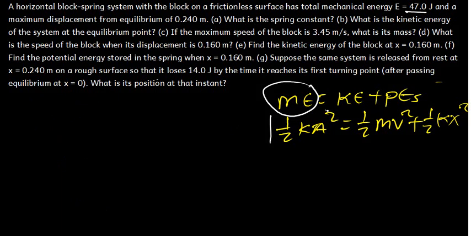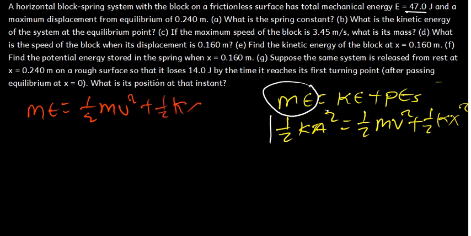So since we have the value of the mechanical energy, we are going to say that this mechanical energy has to be equal to the kinetic energy, which is half m v squared. Okay, and then we are also going to have plus half kx squared, which is the elastic potential energy.